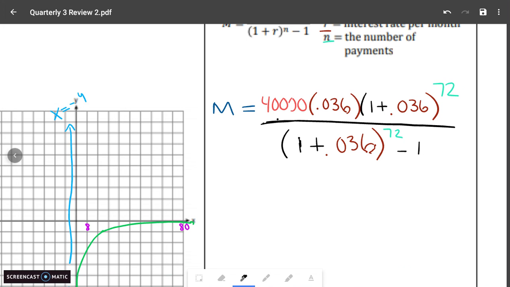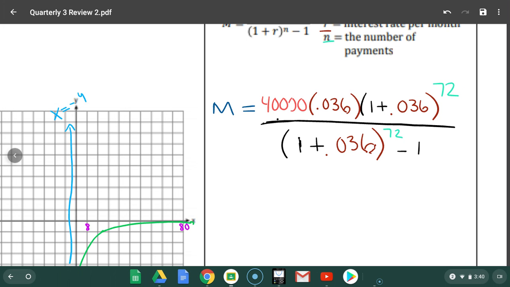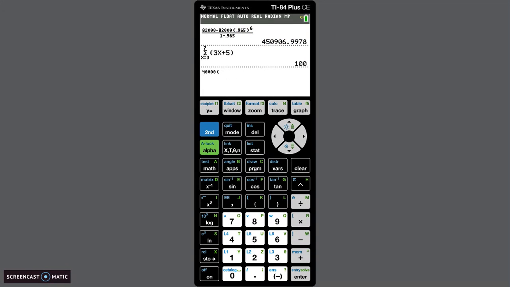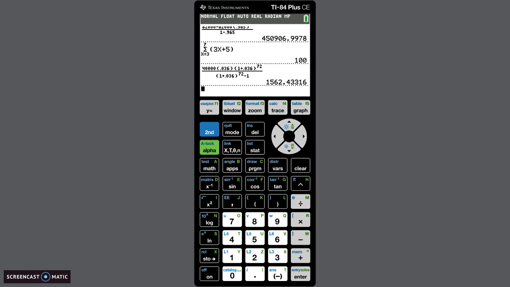And just remind myself what the denominator was. 1 plus 0.036. Put that in parentheses. To the 72 minus 1. So my payments to the nearest cent would be $1,562.43.